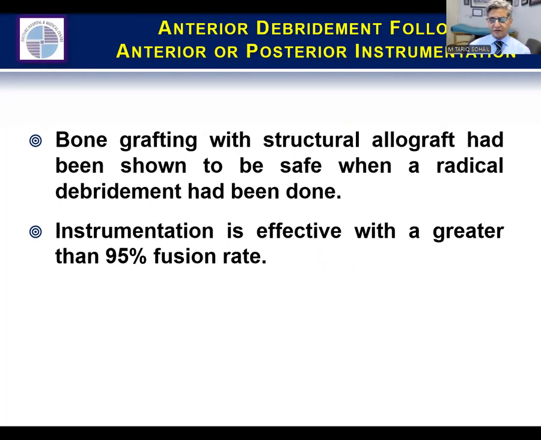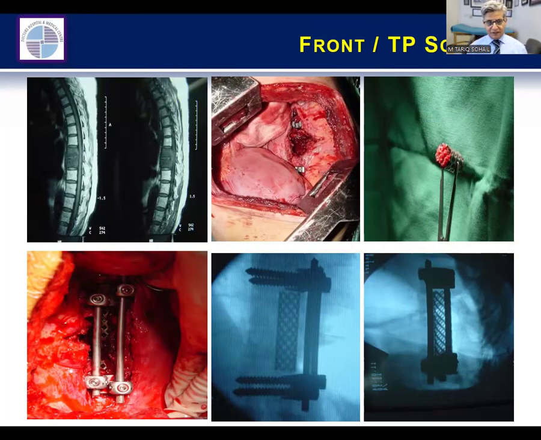Bone graft with structural allograft has been shown to be very safe when radical decompression is being done, but I think instrumentation should be done, and it's effective with a greater degree of fusion. Almost 95% of the patients get fusion, provided they are instrumented from the back, and there's effective decompression carried out from the front, along with the restoration of the bone deficit with a bone graft or a bone graft plus fusion cage. You can address all these things from the front and from the back, but if needed, one can go to a limited extent to the front as well.